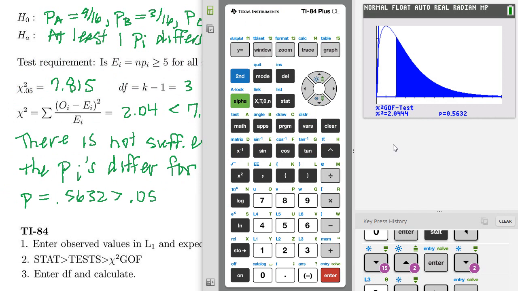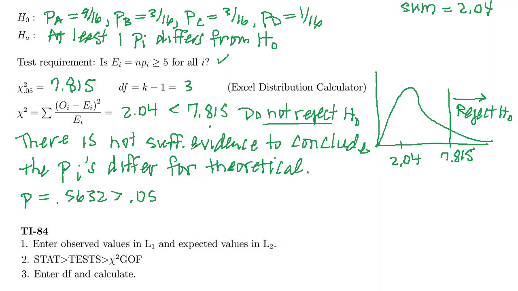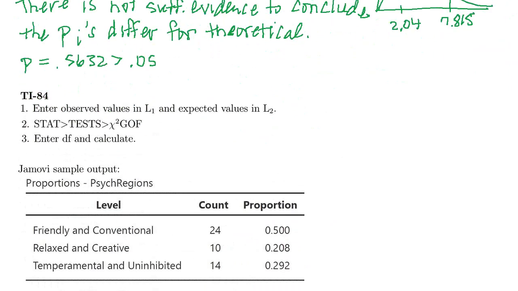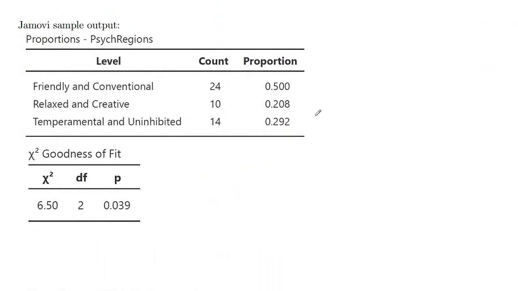So you've definitely got a way to double check here. I may have you do one problem by hand, but for the most part, we'll be using technology to do these. And then just to get an idea of what output looks like for this chi-square goodness of fit in software, Jamovi, here's some sample output.